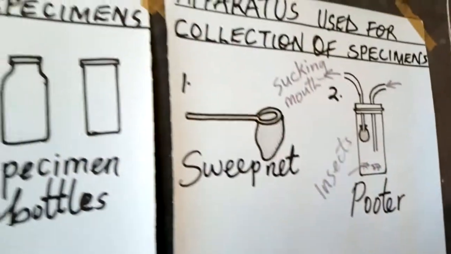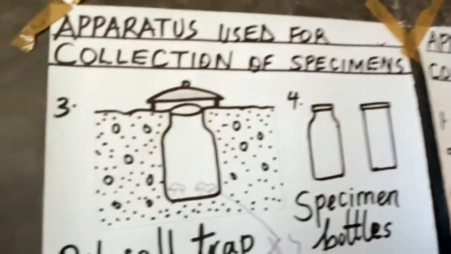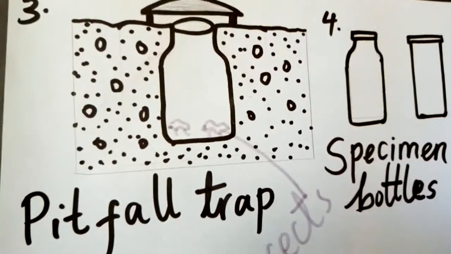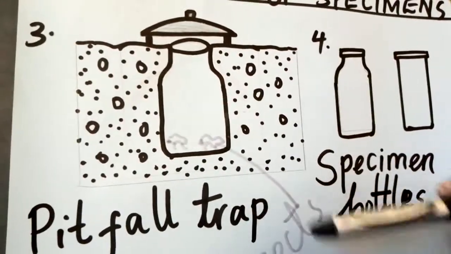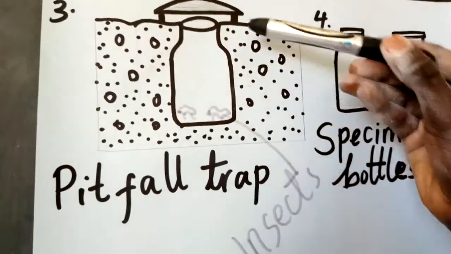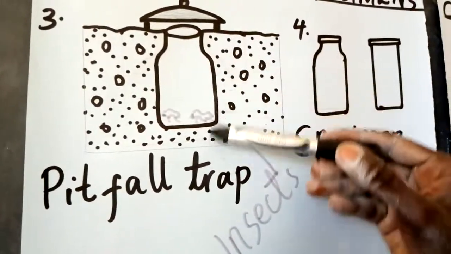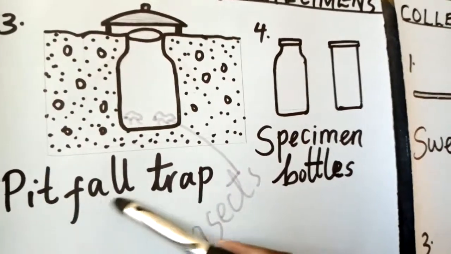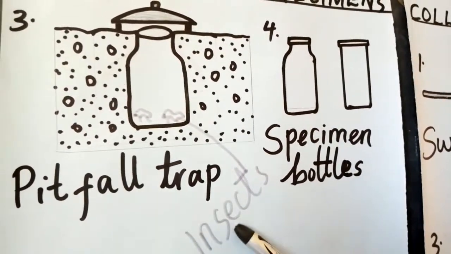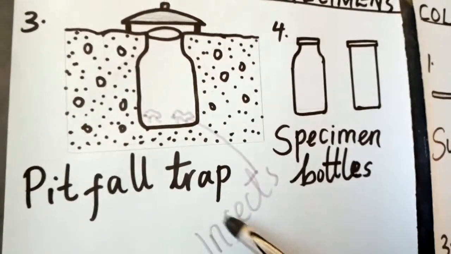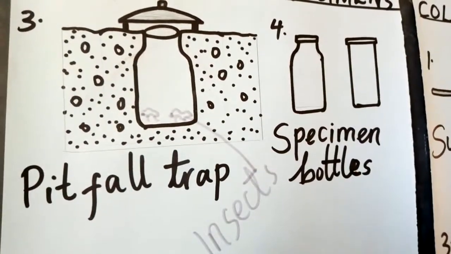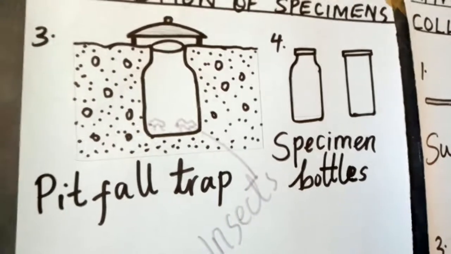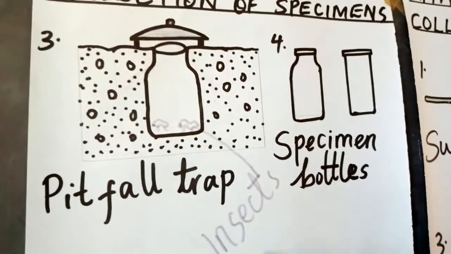Let's go to the fifth one here, which is referred to as the pitfall trap. The pitfall trap is a bottle which is engraved into the soil, and it also has a lid on top of it. It is meant to trap small crawling insects which will fall in, and they cannot escape out. Then they are taken to the lab for experimental purposes.